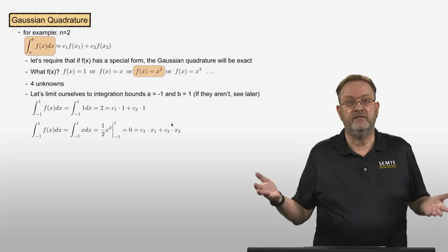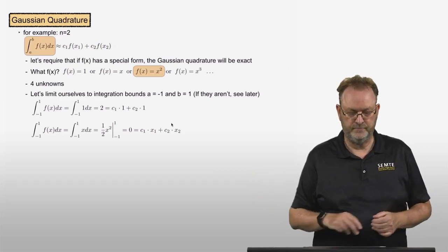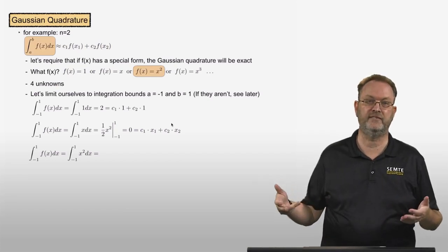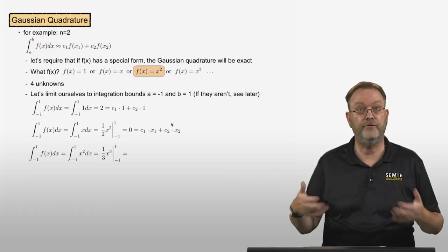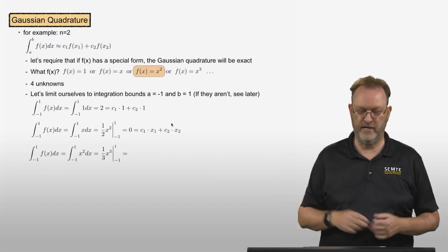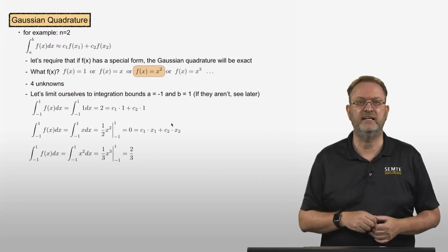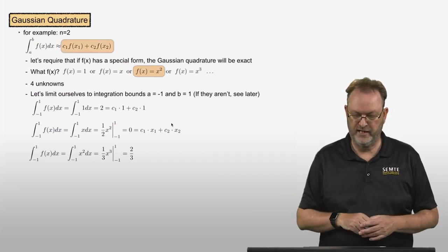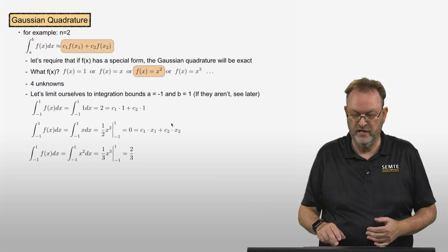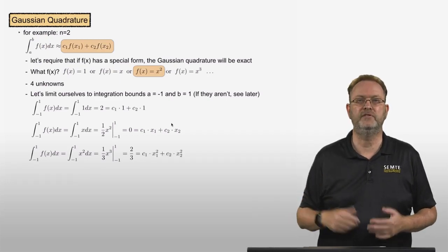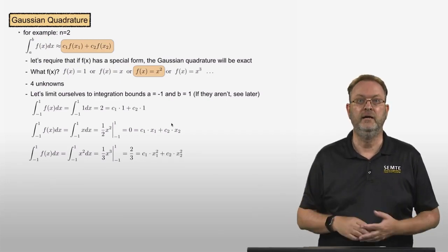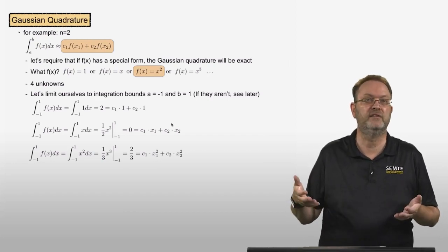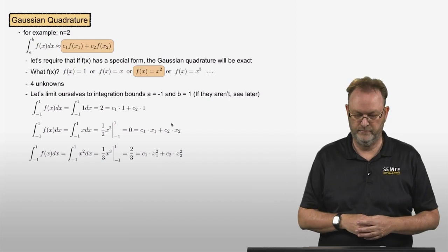And I want to be exact as well for x squared. So the integral from -1 to 1 of f of x dx, where f of x is x squared, is equal to 1/3 x cubed between -1 and 1. If you plug in the bounds, that's 2/3. And that's what my Gaussian quadrature formula is supposed to give me. So let's apply this. That would be c1 times x1 squared plus c2 times x2 squared, because f of x is x squared.